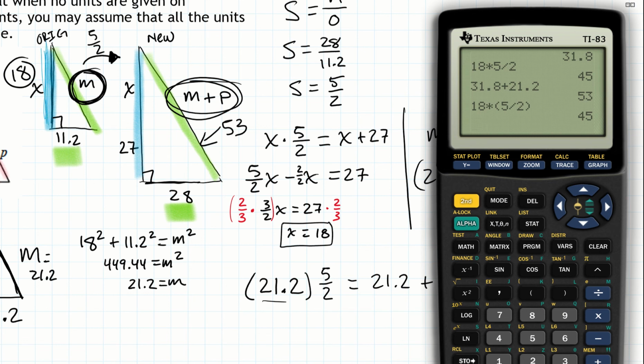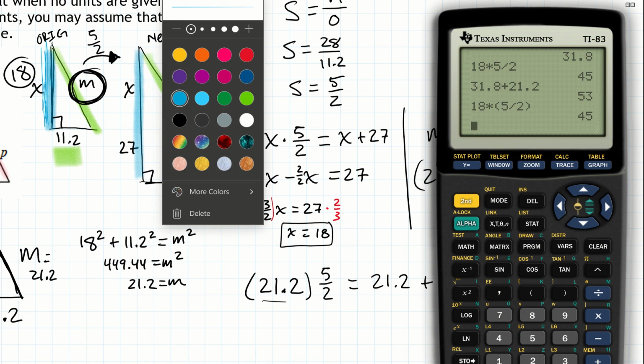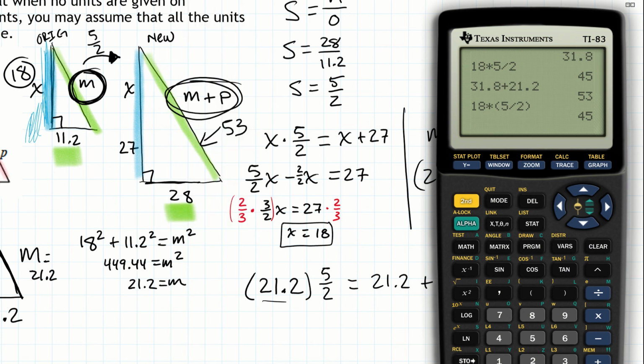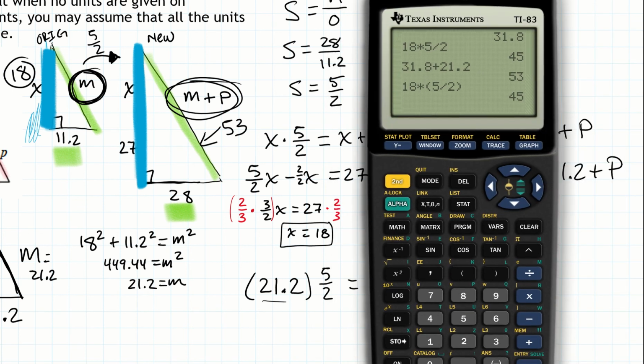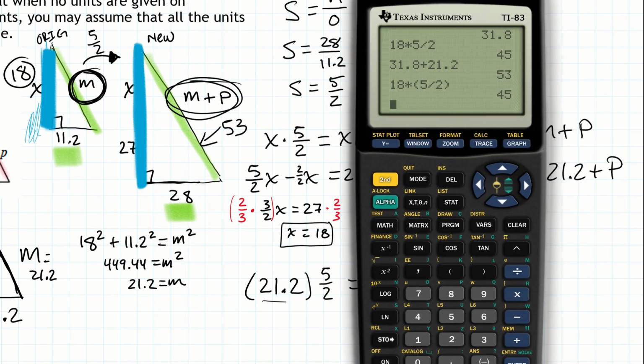If I take this blue dimension, the blue thing, and I multiply that 18 times 5/2, it should give me this bigger blue, the enlarged one, right? And that should be 18 plus 27. And yeah, if I take 18 plus 27, that does give me 45. So 18 times 5/2 is 45.